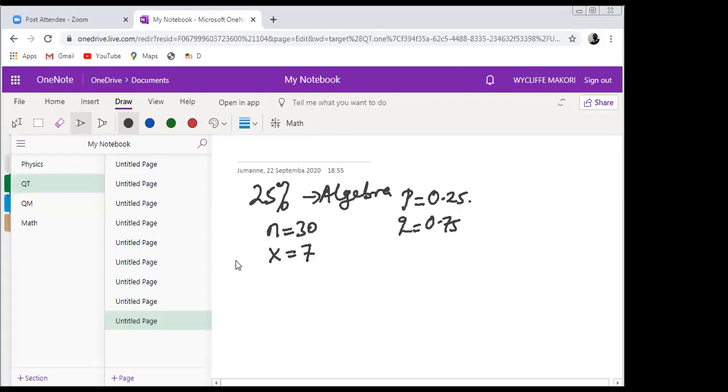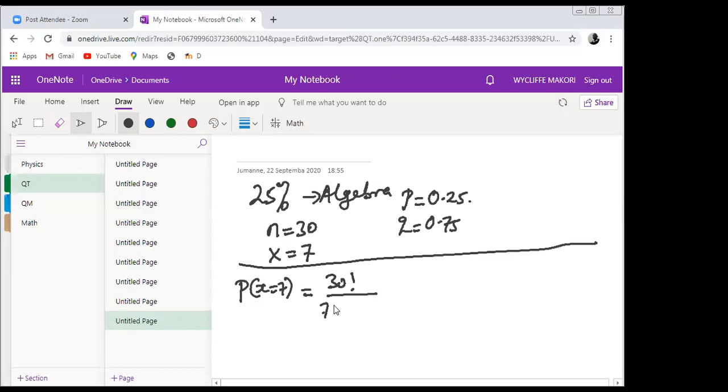Find the probability of picking exactly 7 students who are taking algebra. So you are asked to get P(x = 7). So you are going to get this: n factorial, which is 30 factorial over 7 factorial into (30 minus 7) factorial, times 0.25 power x, which is 7, times q, which is 0.75 power n minus x, 30 minus 7, which is 23.